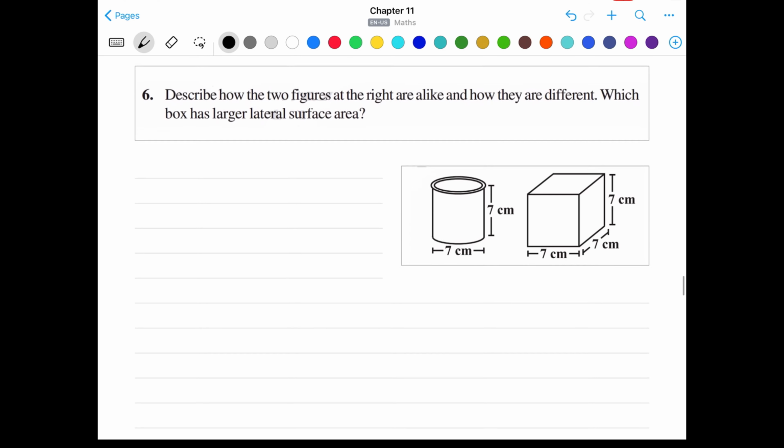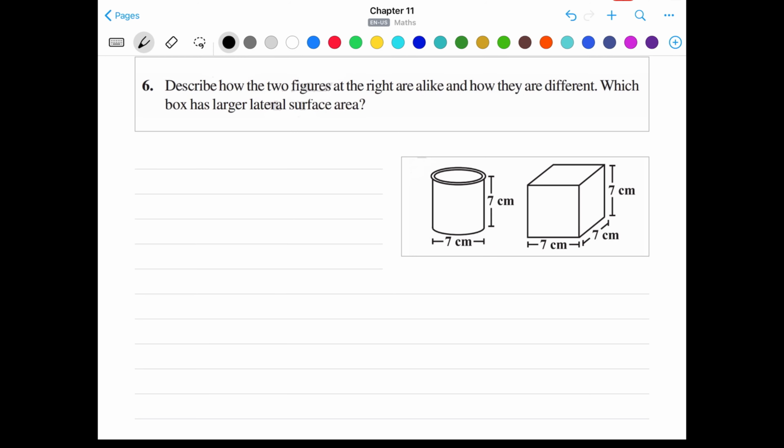Now moving to the next question, we have question number 6. It says, describe how the two figures at the right are alike and how they are different. Which box has larger lateral surface area? First we have to identify how they are alike and how they are different. Then we will have to calculate which has the larger lateral surface area.